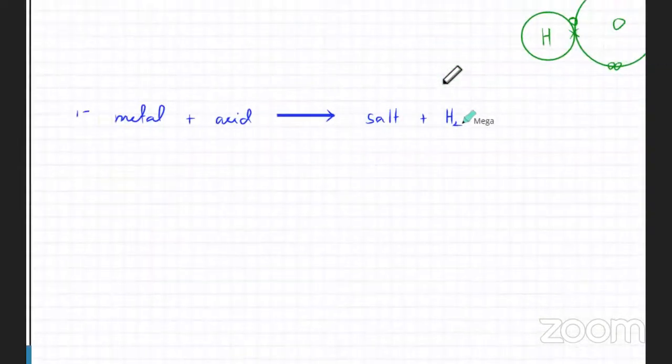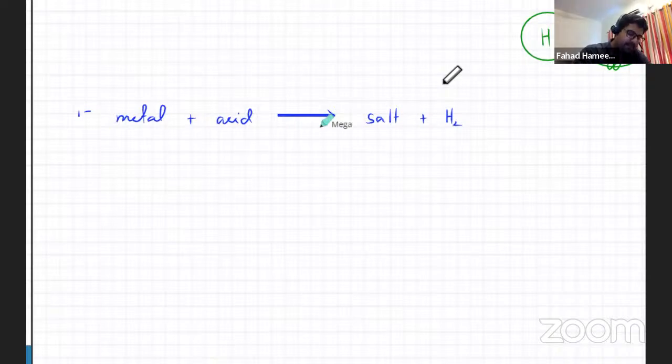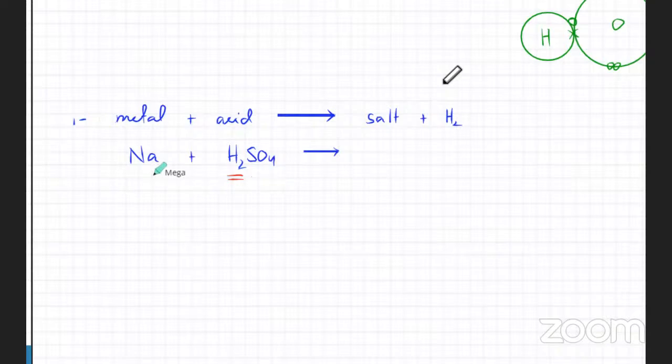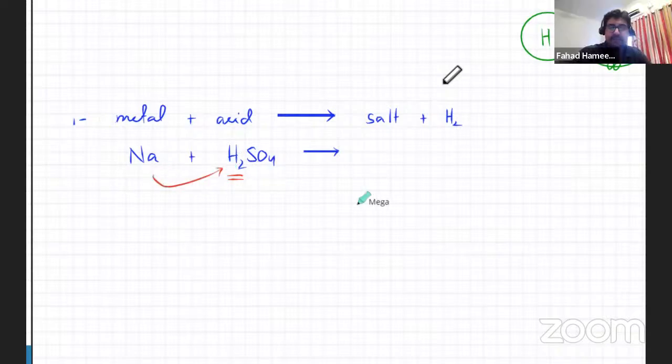At the moment, we'll just learn how to make the equation. Remember, this only happens with reactive metals, not with very unreactive metals. So I've got sodium, and it's reacting with sulfuric acid. You should know that sulfuric acid is written H2SO4. What would be the salt that's produced? The salt produced every time is made the same way. Get rid of the H, the sodium is going to take its place, so it's going to be NaSO4.